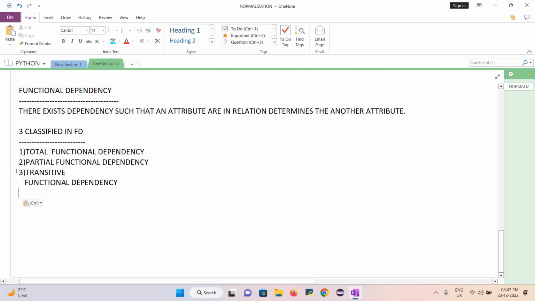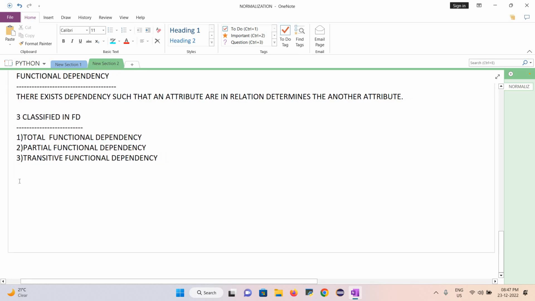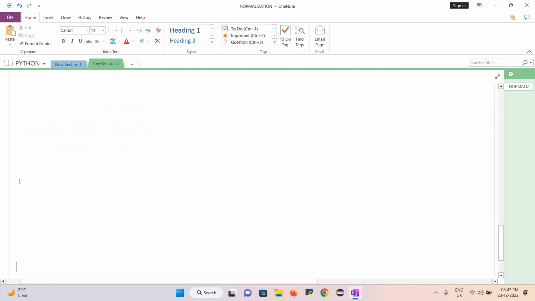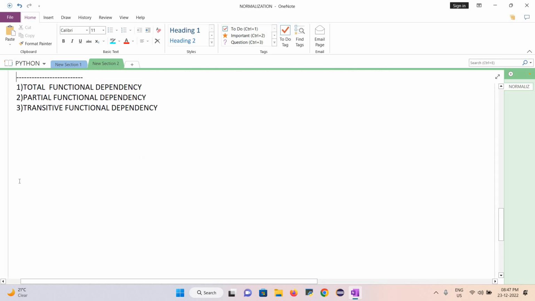Transitive functional dependency. In total, we have three dependencies. If any dependency is present in this table, we have to break it down. So before going to normalization, we'll understand all these functional dependencies. Let us talk about the first one, which is total functional dependency.